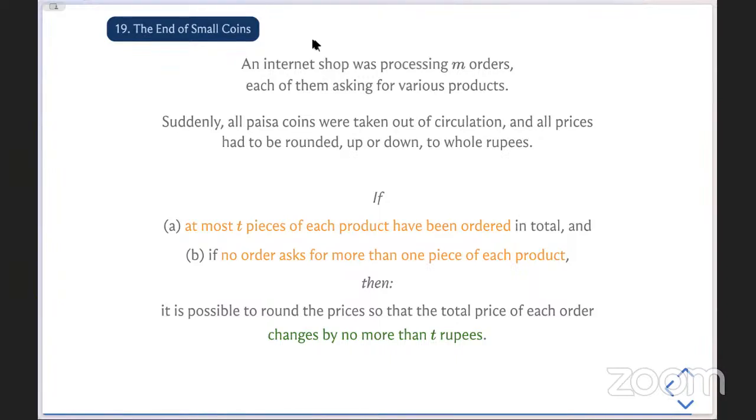Okay, so what we are saying is if we have a bound on how frequently a product was ordered, then we can have a rounding strategy which changes the order amount by no more than that frequency bound. Okay, so we know that every product has been ordered at most T times across the board. You look across all the orders.